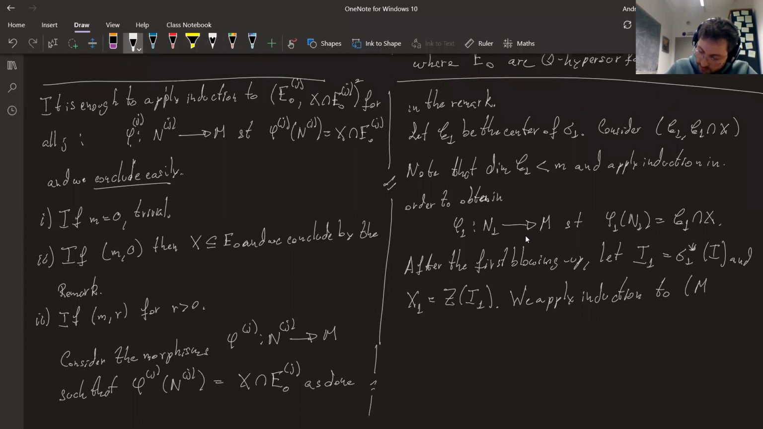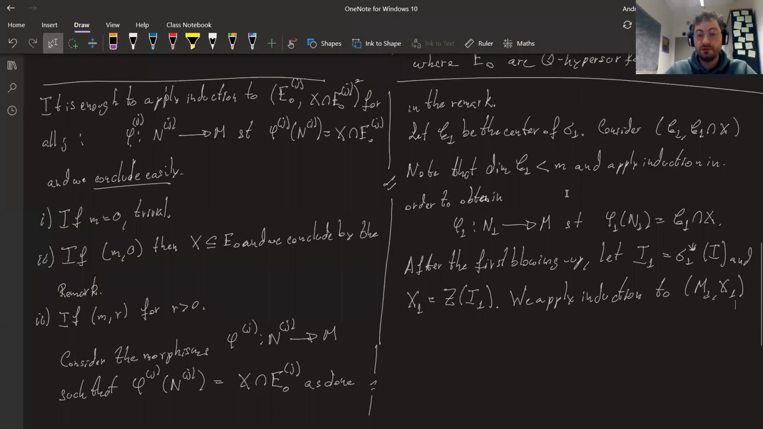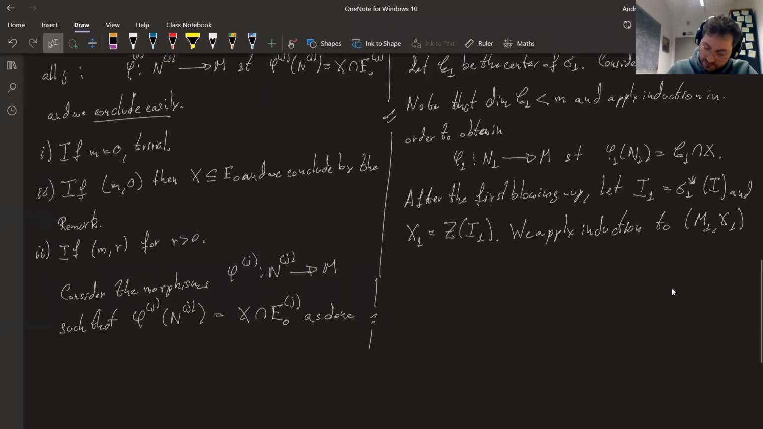The couple M1, X1. So in this case, we do know that for M1, X1, we made the first blowing up. And now here we're going to have the same dimension. M1 is going to have the same dimension as N because we just made a blowing up. And X1 will have a sequence of blowings up that principalize the ideal associated to it, by R minus 1 blowings up. So we can apply induction to it and obtain, let me just write in the right notation, phi tilde from N tilde to M1.